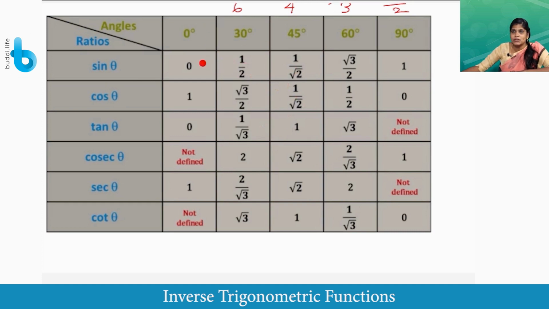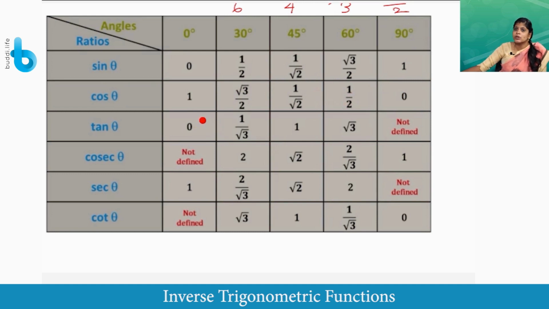Okay, see, the values of sine will be in the increasing order, that is sine 0 degree is 0, sine 30 degree is 1 by 2, sine 45 degree is 1 by root 2, sine 60 degree is root 3 by 2, and sine 90 degree is 1. Then for cos theta, the values will take the reverse. See, the same values but in reversal order. Cos 0 degree is 1, 30 degree is root 3 by 2, 45 degree is 1 by root 2, 60 degree is 1 by 2, and 90 degree is 0.